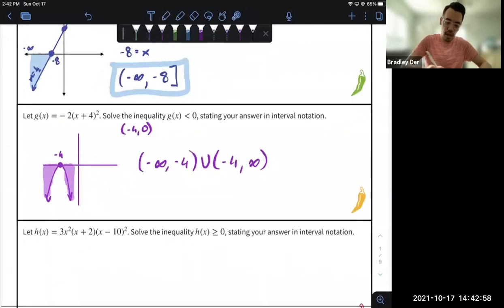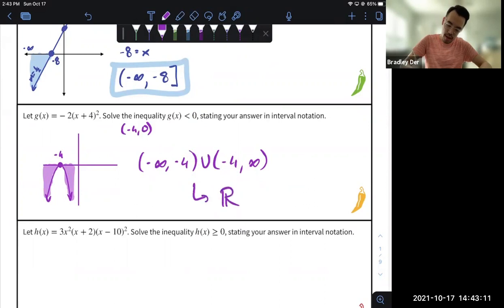So negative infinity up to -4. We'll stop at -4, and then after -4, continue on to infinity. The whole right half of this parabola is good for our inequality. And as we talked about before, if you want to write this as all real numbers but not -4, I'm totally good with that. Just make sure you get your notation correct.